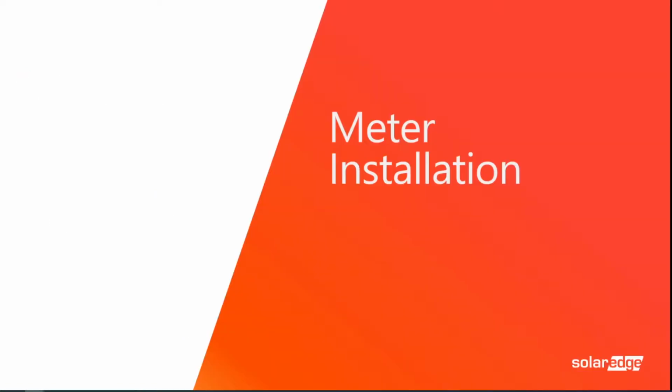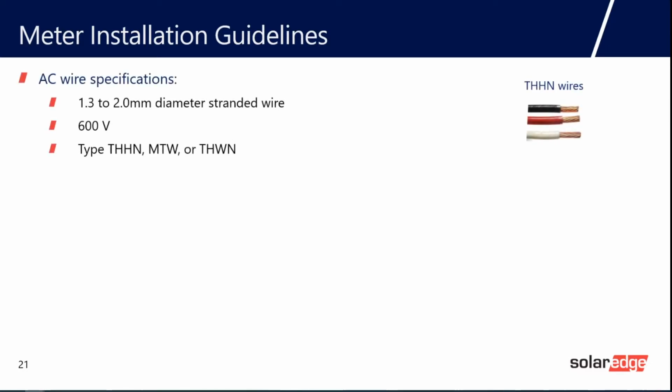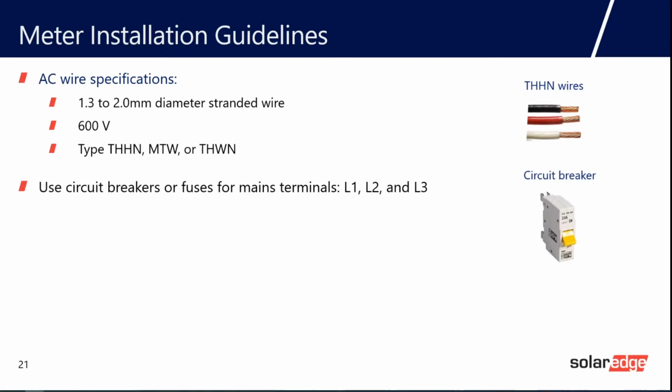Meter installation. Before installing the meter, let's review the meter installation guidelines. To select AC wires, use the following wire specifications. Use stranded wires in a diameter of 1.3 to 2 mm, designed for a minimum of 600 volts, type THHN, MTW, or THWN. To protect from overcurrent, connect circuit breakers or fuses on the wires connected to L1, L2, and L3 alternating current terminals. Make sure that circuit breakers or fuses cannot exceed 20 amps.